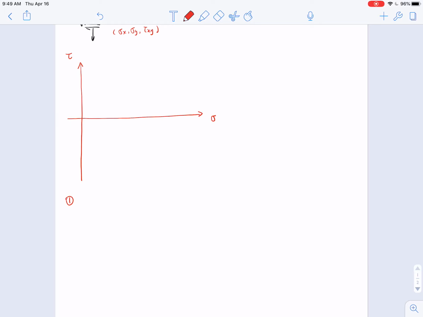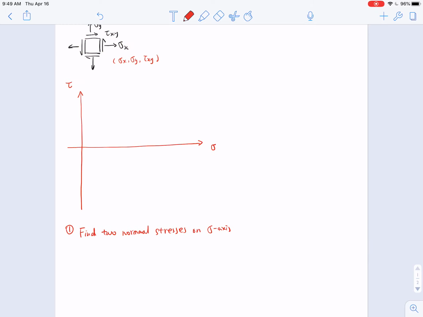We will find the two normal stresses on the sigma axis. What are the two normal stresses? It is sigma x and sigma y. Let's assume that here is the sigma x, and here is your sigma y.